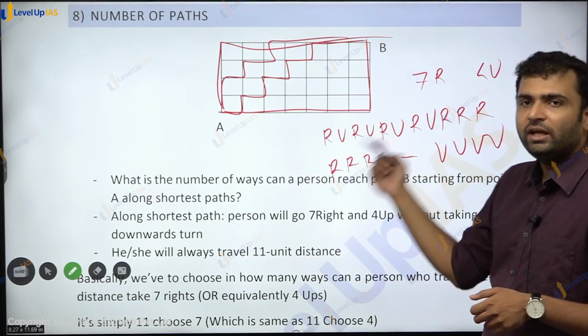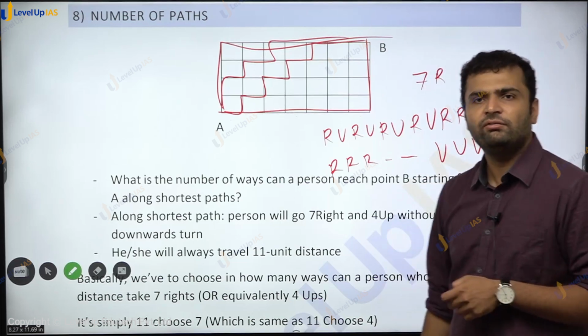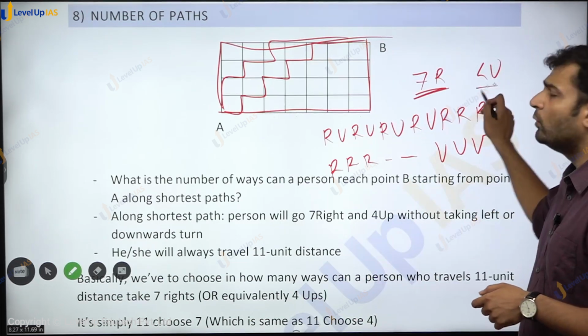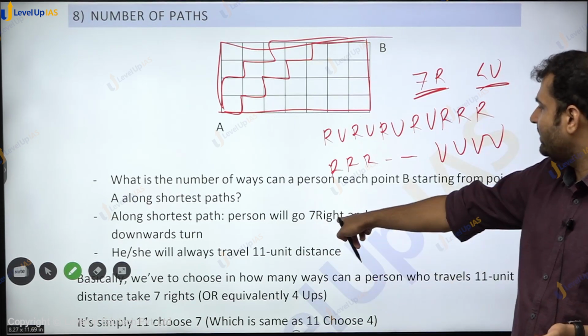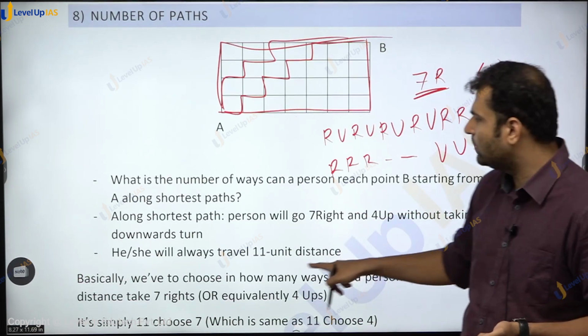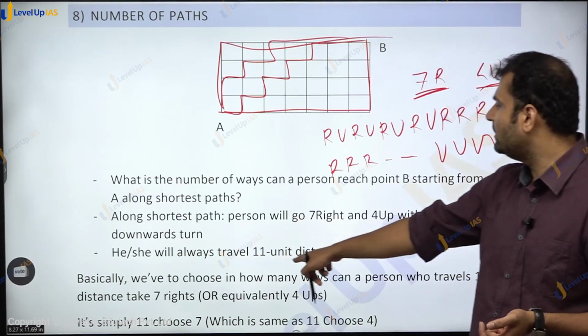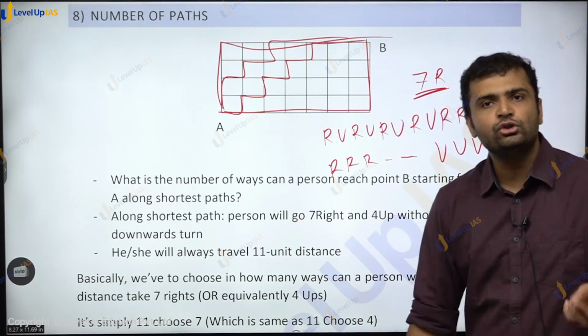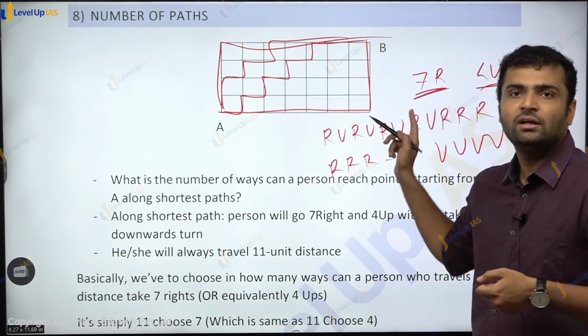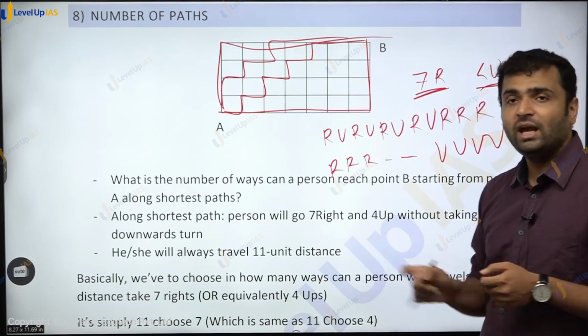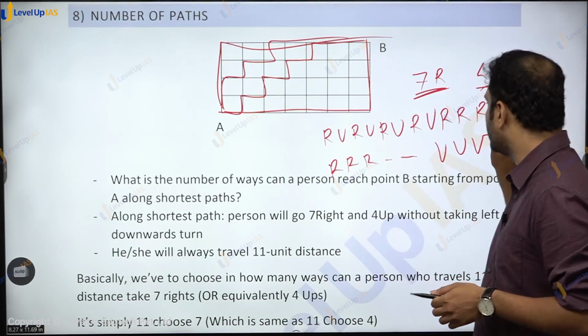It will be ultimately some rearrangement of these 7 R's and 4 U's, because ultimately he has to travel that distance. The person will go 7 right and 4 up without taking left or down. So he or she will have to travel 11 unit distance, and out of those 11 units, they will be traveling R 7 times and U 4 times.